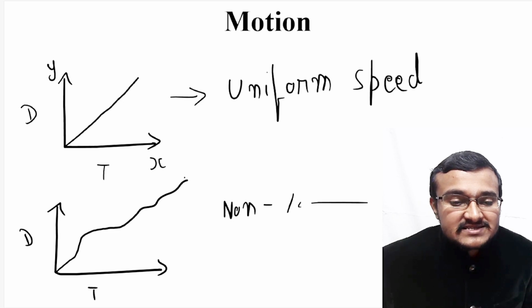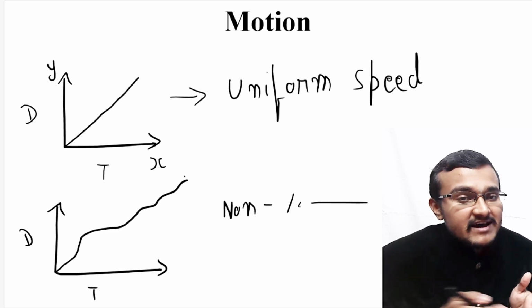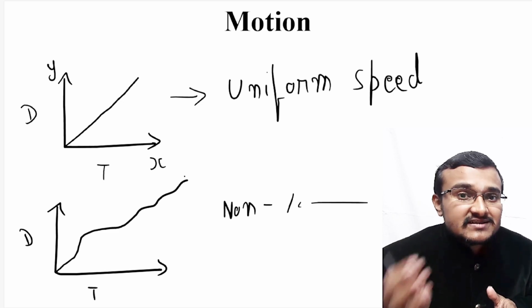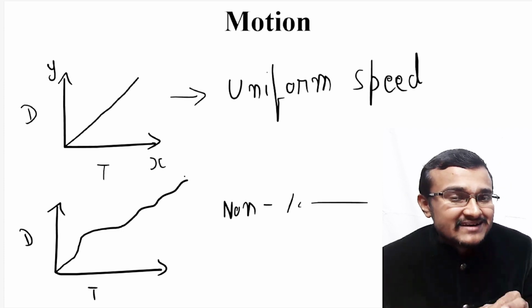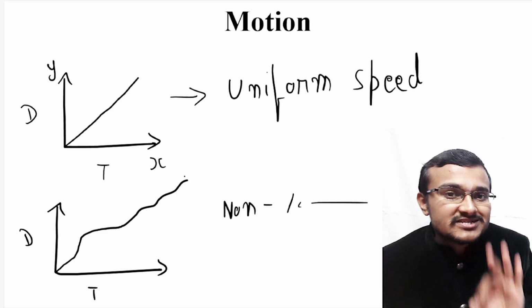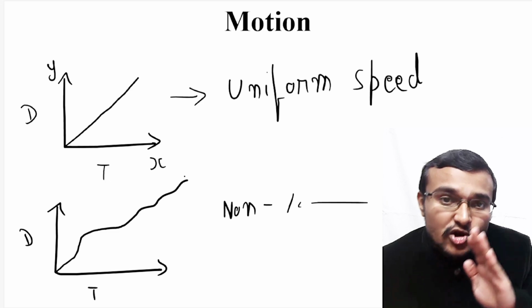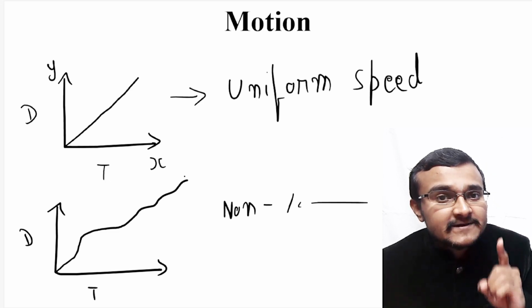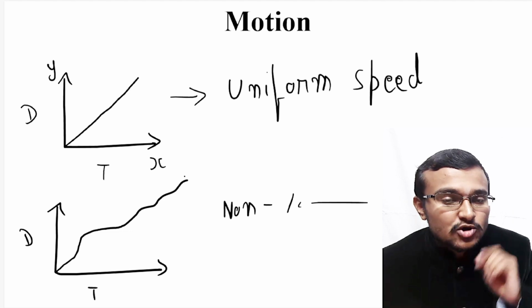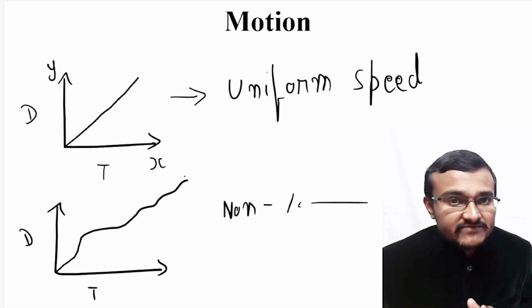So like this, if it is an irregular graph where the linearity is lost, then that particular distance versus time graph will tell you that this particular object or this particular vehicle is in non-uniform motion. That means this particular vehicle or object is not maintaining constant speed, constant velocity. The velocity is actually varying.